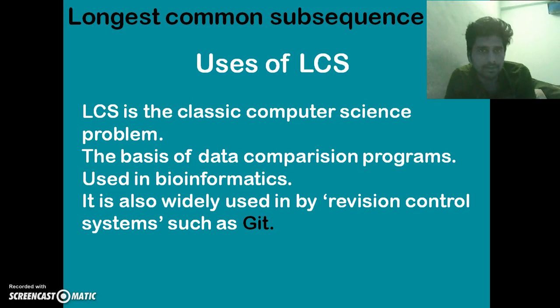The longest common subsequence is a classical computer science problem. It is used in data comparison of programs, and it has wide use in bioinformatics. It is also used by revision control systems such as Git, because it works on a previous result and generates a new result by understanding the previous result, which is the concept of longest common subsequence.